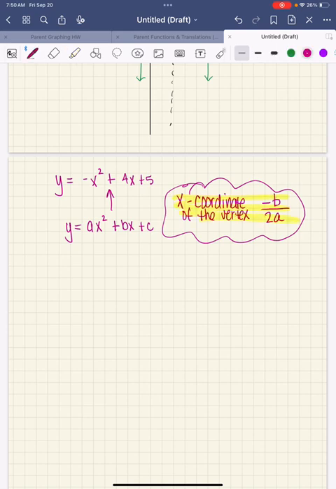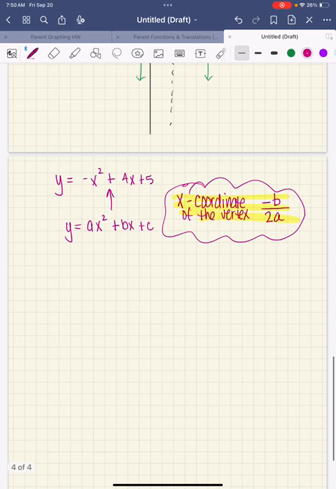Don't say negative. Negative b over 2a implies that the problem's always negative, and it's not. It's opposite. So I recommend labeling a, b, c. You'll make fewer mistakes. And if you make a mistake, I can give you partial credit.